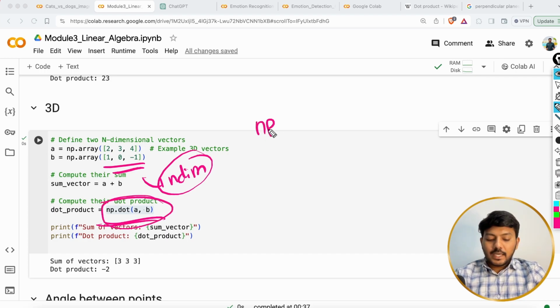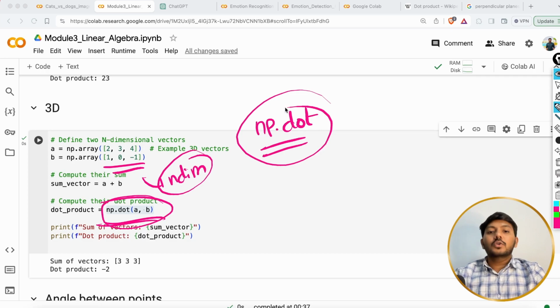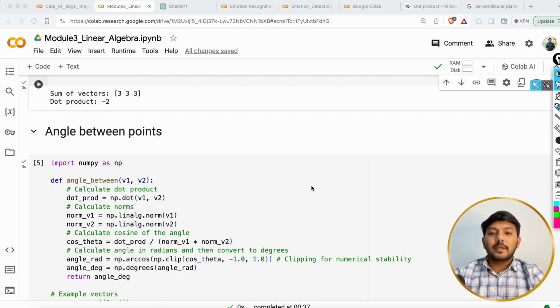So all you need to do is np.dot. That is all you need to do while doing a dot product. Now let's understand the angle between 2 points.